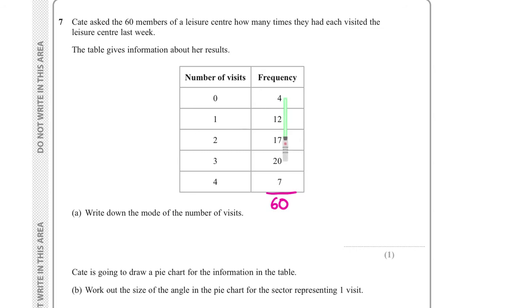So this means 4 people visited 0 times. 12 people visited 1 time. 17 people visited 2 times. 20 people visited 3 times. 7 people visited 4 times. Write down the mode of the number of visits. So the most common number of visits was how many times?